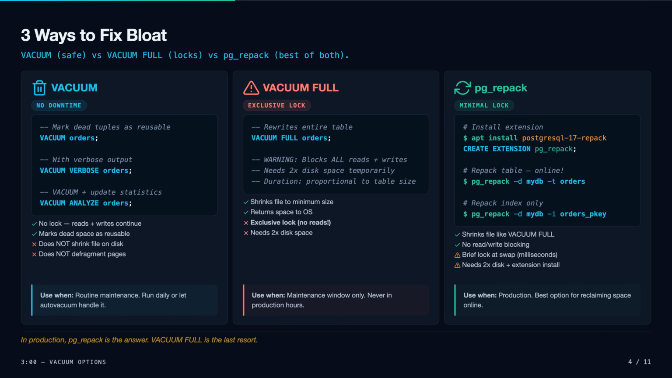pg_repack. Best of both worlds. Rewrites the table without locking. Creates a new copy, applies changes via triggers, then swaps. Needs free disk space equal to the table size. Install the extension first: create extension pg_repack.